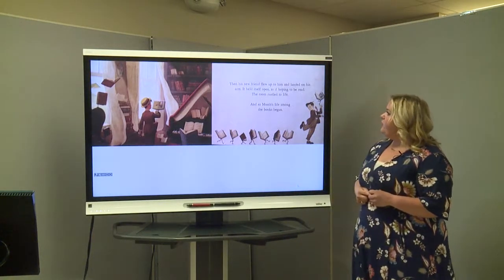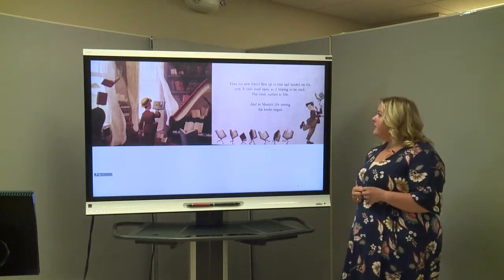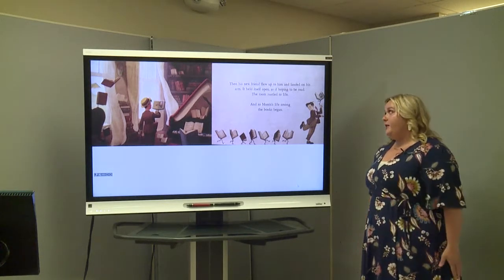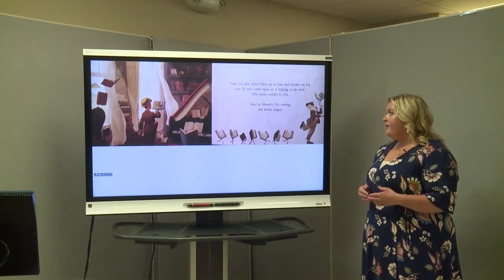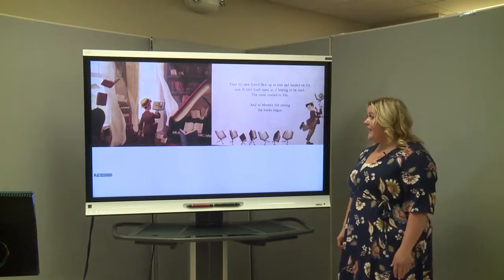Then his new friend flew up to him and landed on his arm. It held itself open as if hoping to be read. The room rustled to life, and so Morris's life among the books began.